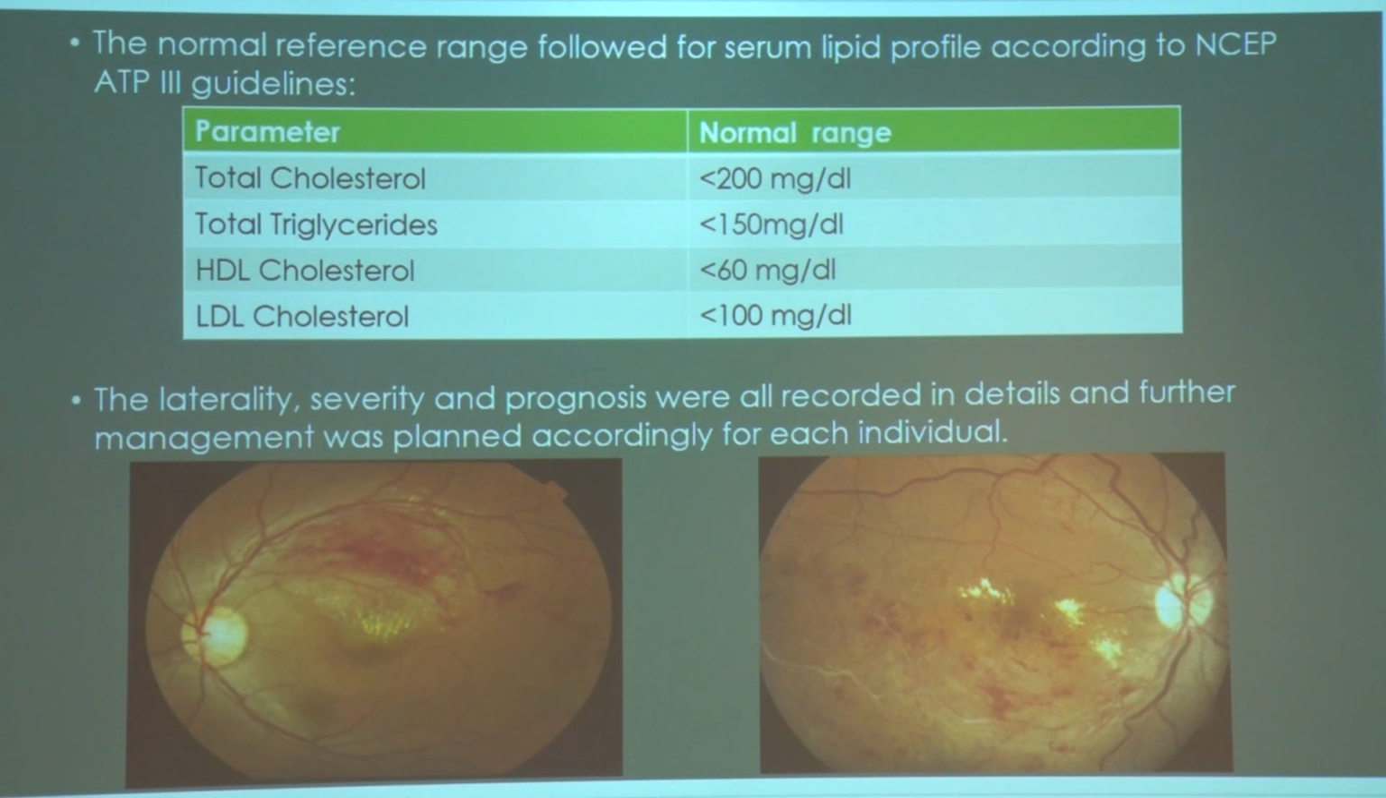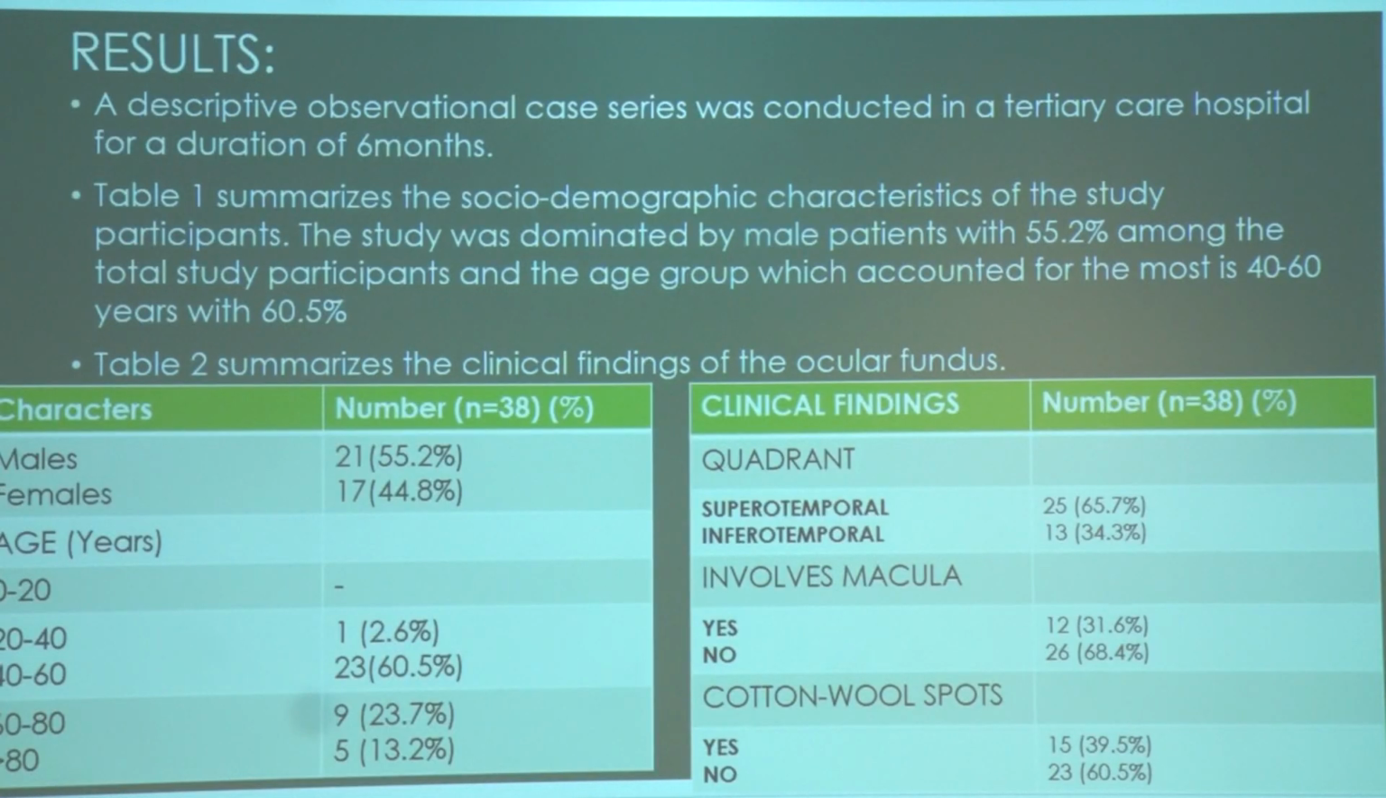The laterality, severity, and the prognosis of all cases were explained properly, and the management was explained to the patients. Table 1 here summarizes the socio-demographic characteristics of the study participants, including the gender and the age group that we most encountered. Table 2 summarizes the clinical findings of ocular fundus, which shows the quadrant involved, the involvement of macula, and whether we found cotton wool spots or not.